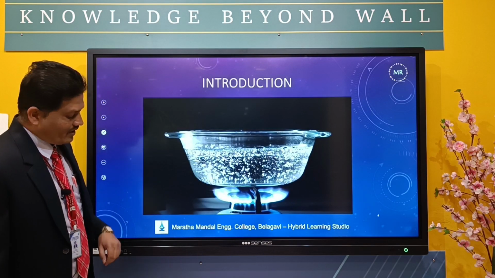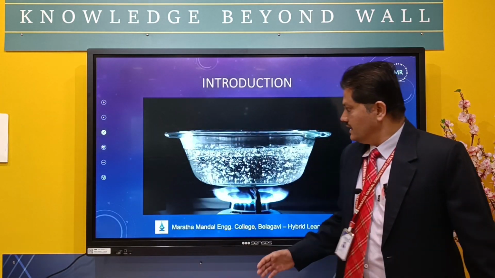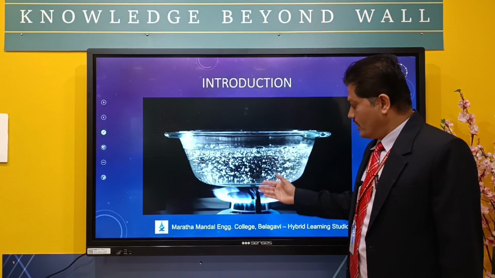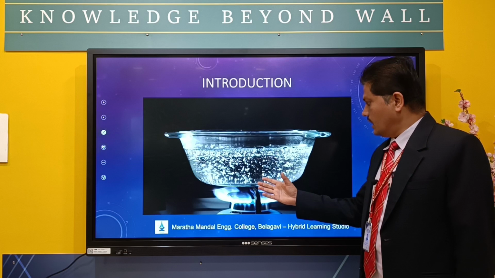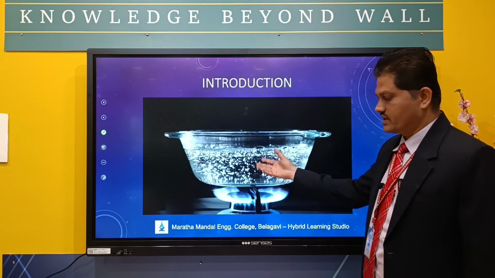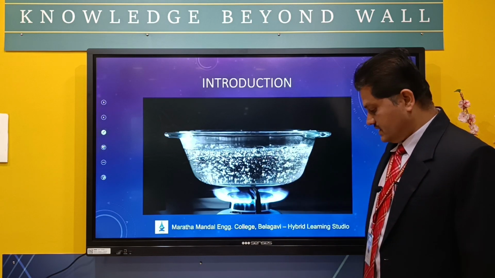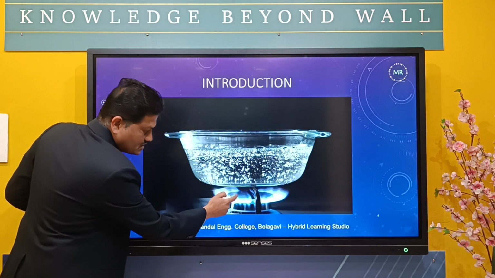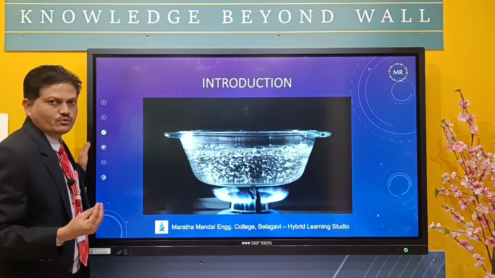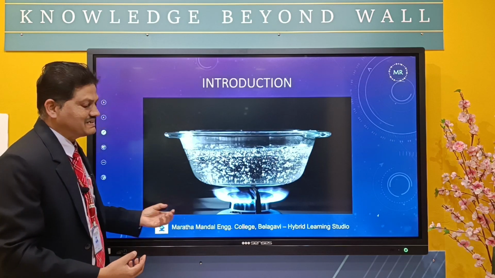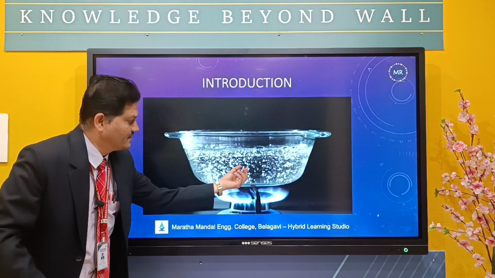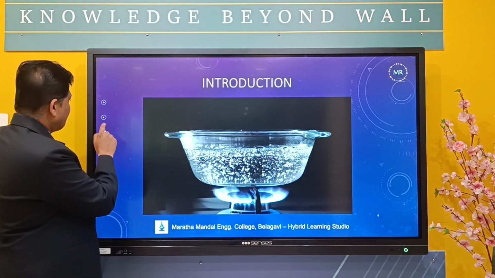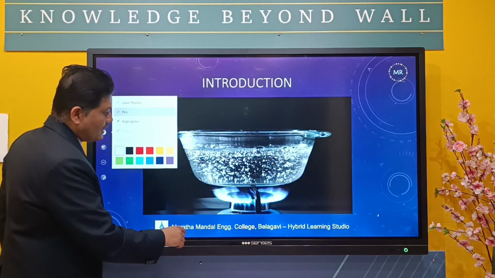Let's see what we can see here in this image: water is boiling on a stove. In our kitchen everyone sees this phenomenon, water boiling on the stove. See here, this is the stove which provides the energy. After burning the gas, heat is liberated, and that heat we are transferring to the water.